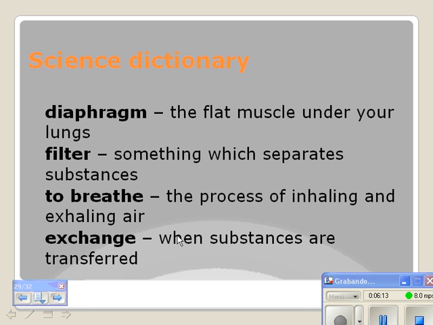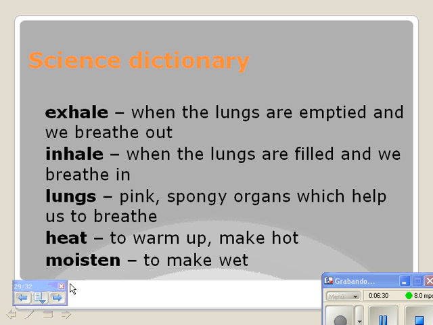The Science Dictionary. The diaphragm, the flat muscle under your lungs. Filter, something which separates substances. To breathe, the process of inhaling and exhaling air. Exchange, when substances are transferred. Exhale, when the lungs are emptied and we breathe out. Inhale, when the lungs are filled and we breathe in.